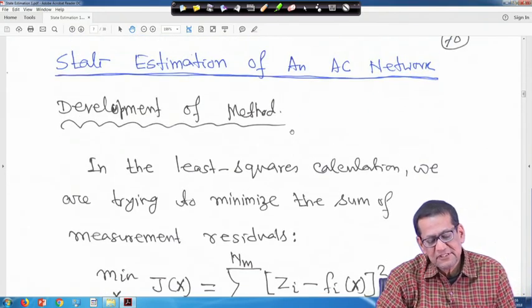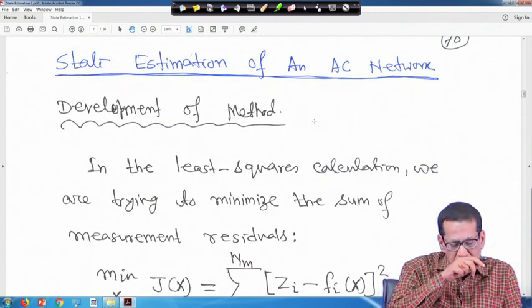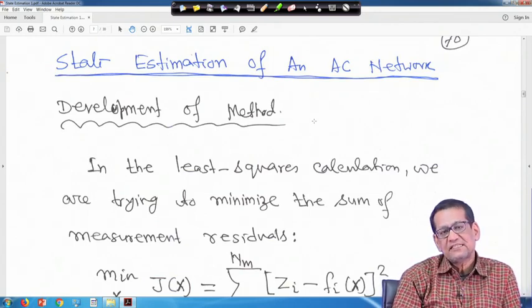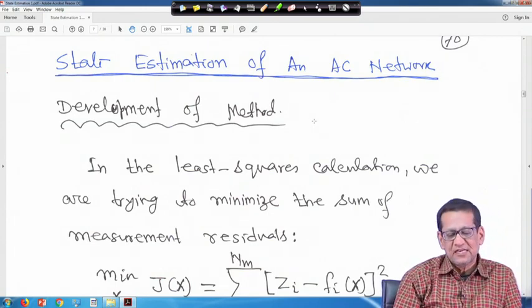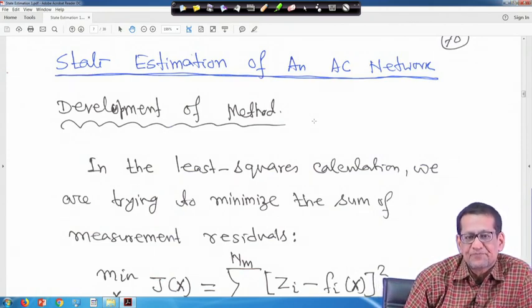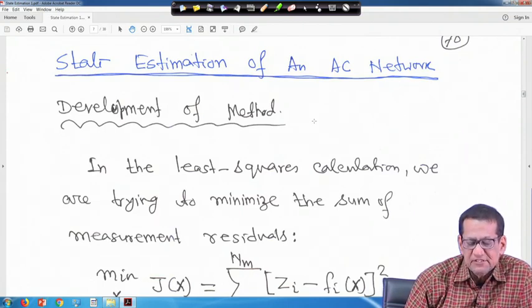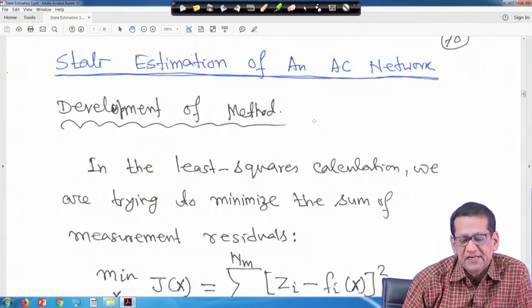Now, we will come to state estimation of an AC network, right. In the AC network, the power flow in any line is actually a nonlinear function, because cosine and sine terms are involved, and similarly the power injection is also nonlinear because sine and cosine terms are involved. So, the question is how one can develop this method for state estimation of an AC network. In this case the philosophy will remain more or less the same, but the mathematical development will be different, right.